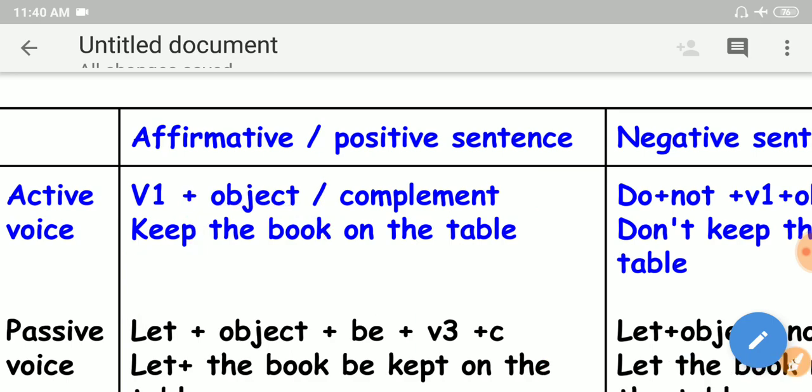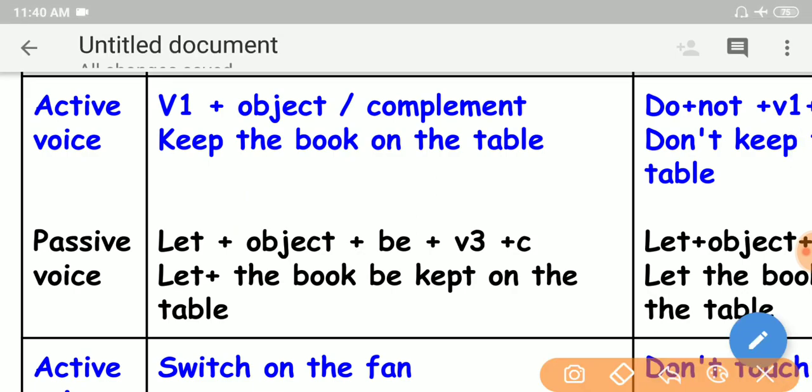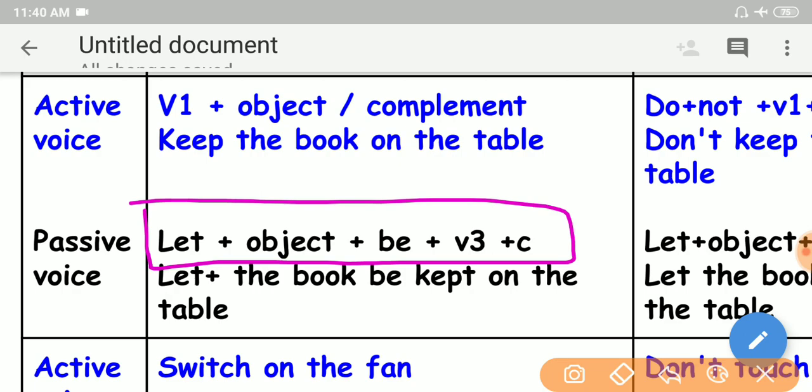So let us learn the passive formula. See, what is the formula of a passive imperative sentence? First and foremost, we must use let. After that, object. After that, be. After that, V3. After that, complement, my dear friends. See here, let the book be plus V3 is the formula of the passive sentence. We have already discussed this in previous videos, my dear friends. The formula of passive voice is to be plus V3. So here also we can use that to be plus V3, my dear friends.